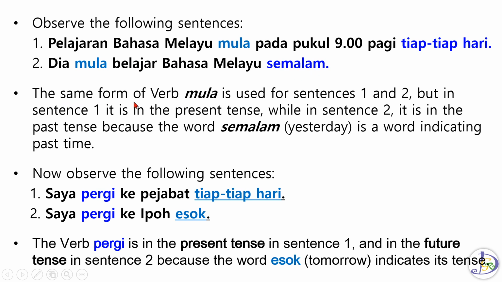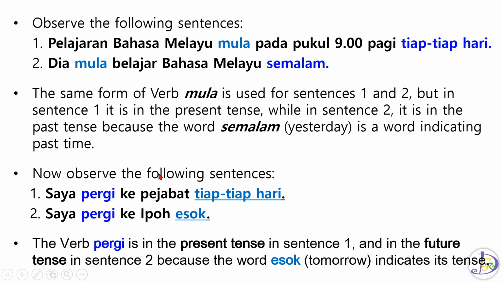The same form of verb mula, mula means start or begin, is used for sentences 1 and 2. But in sentence 1, it is in the present tense, while in sentence 2, it is in the past tense because of the word semalam, yesterday. So this sentence is past tense. It's a word indicating past time.